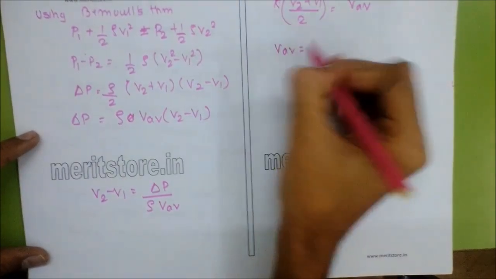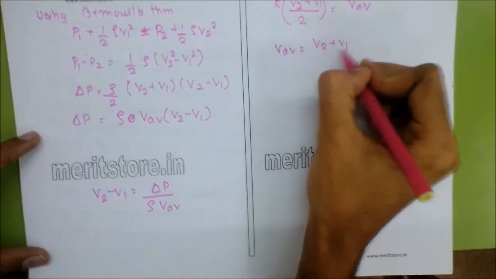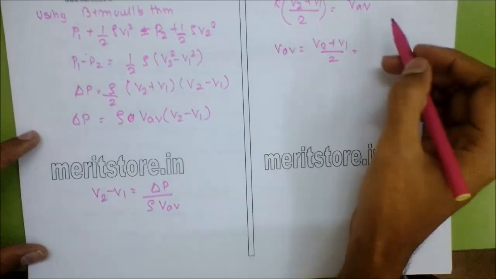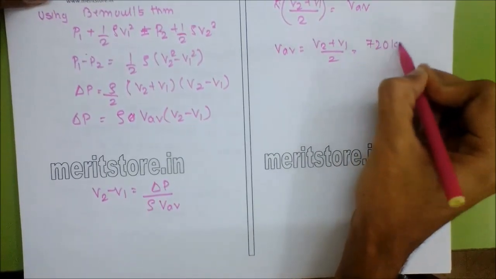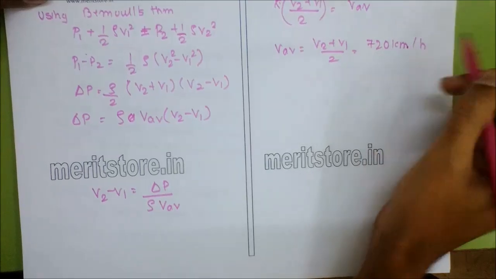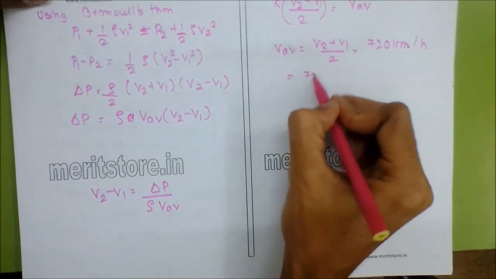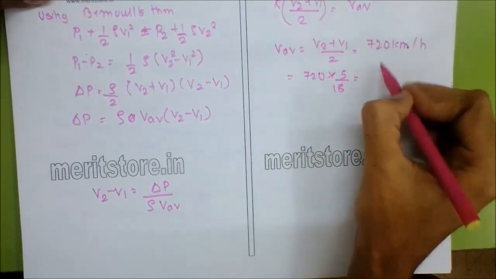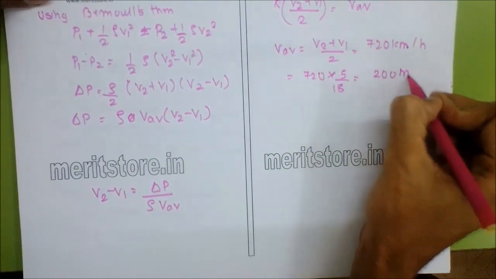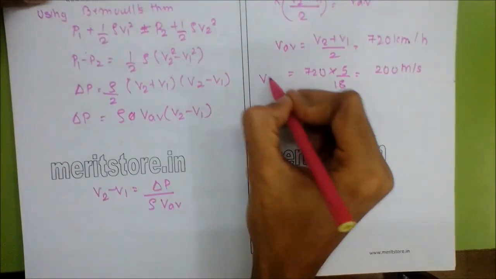So velocity average will be equal to v2 plus v1 upon 2, that is over here. So we'll find the average velocity. That comes out to be 720 kilometers per hour. So we convert it into meters per second, so that is 720 into the conversion factor 5 upon 18, which gives you 200 meters per second. Okay, that is the average velocity.